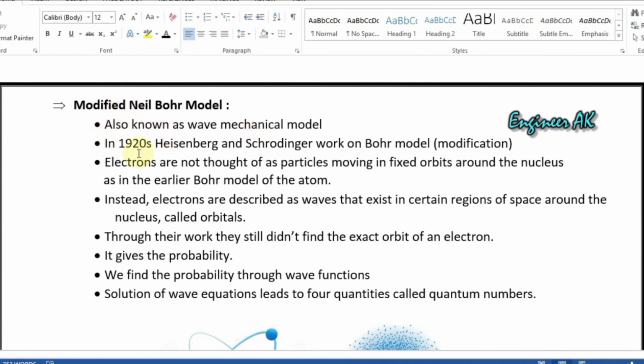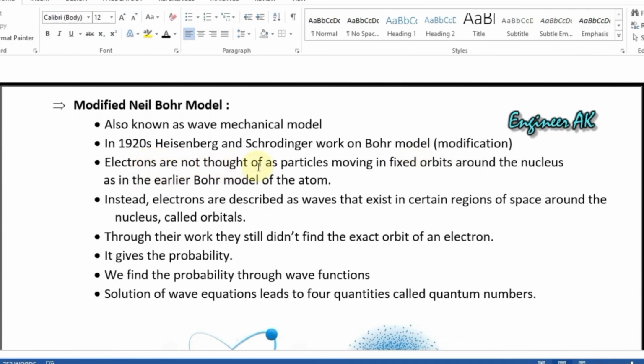In the 1920s, Heisenberg and Schrödinger worked on the Bohr model. They worked on the already existing model of Bohr and made some modifications to it. They said that the electron does not only have the behavior of a particle, but it also has the nature of a wave.